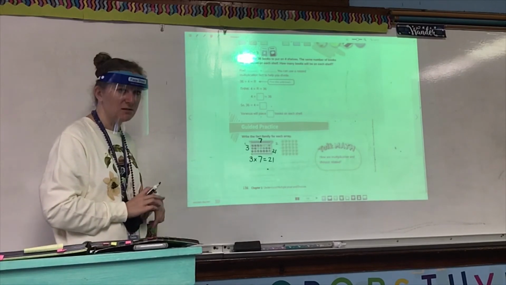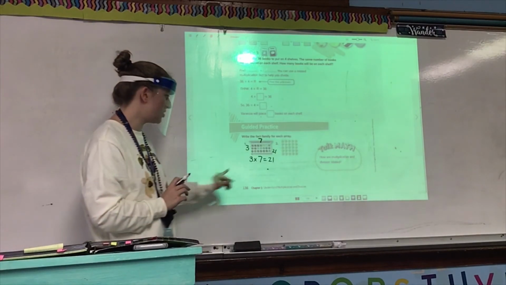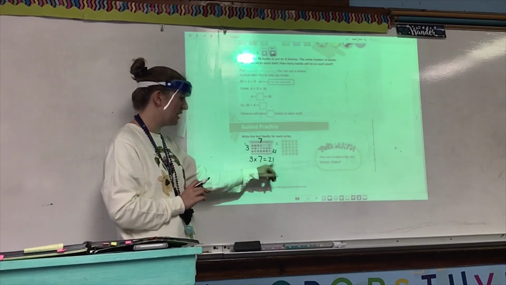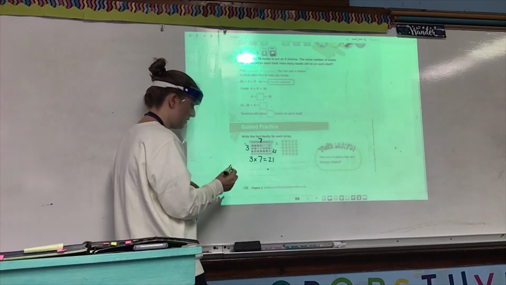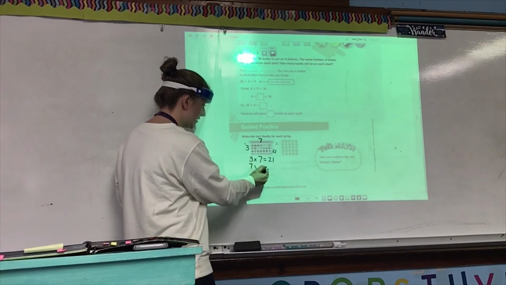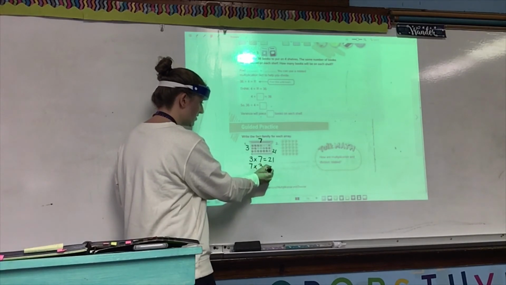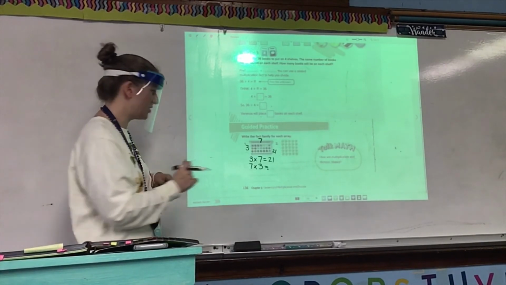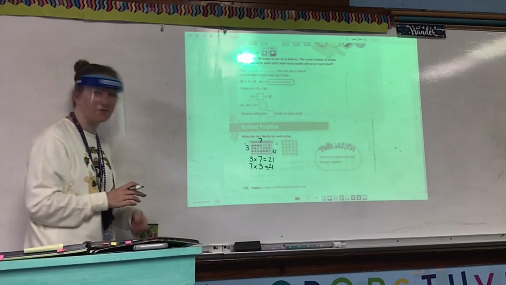Colin, our next problem, what is it going to be, multiplication or division? Multiplication. So Michaela multiplied the number of rows times the number of columns to get the total. What are you going to do? Multiply the columns, which is how many? 7 times the rows, which is? 3. So our factors are 7 and 3. Our product is going to be the total, which is? 21. Good.